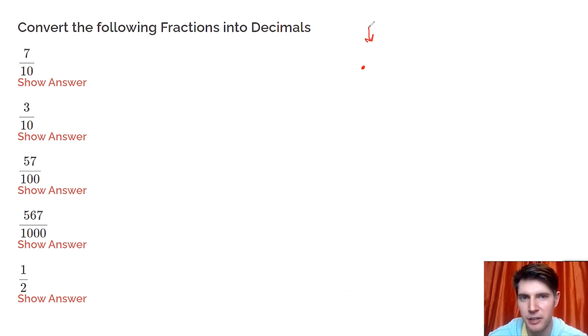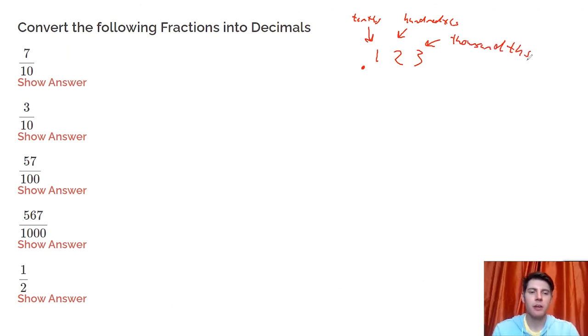If we have 1.123, this first place is called the tenths place. Where the 2 is called the hundredths. And where the 3 is called the thousandths, with little THs there. So those are very important notes for converting fractions into decimals.